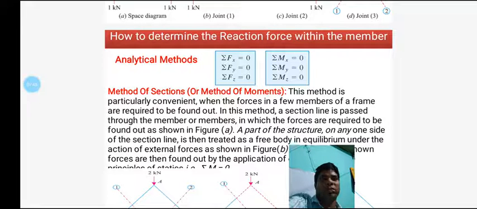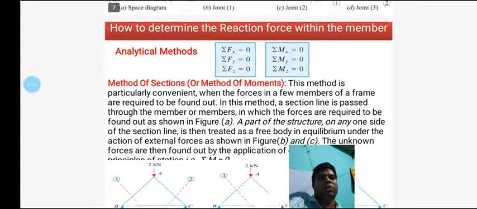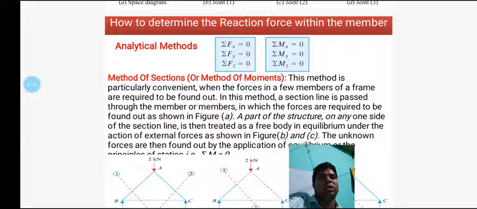Method of section. So the analytical process should be the same, but the method of section is partially different in a different manner. The next point is how to determine the reaction force within the member. So, the method of sections.